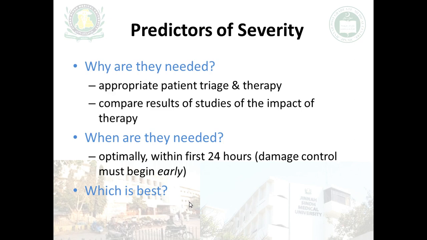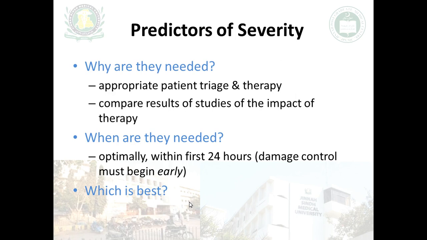After diagnosing, we decide how severe the pancreatitis is. There are predictors which will tell us how severe this acute pancreatitis can be. Why are they needed? Because we need appropriate patient triage and therapy. It compares the results of studies on the impact of the therapy. We will be able to decide what kind of therapy should be given to these patients.